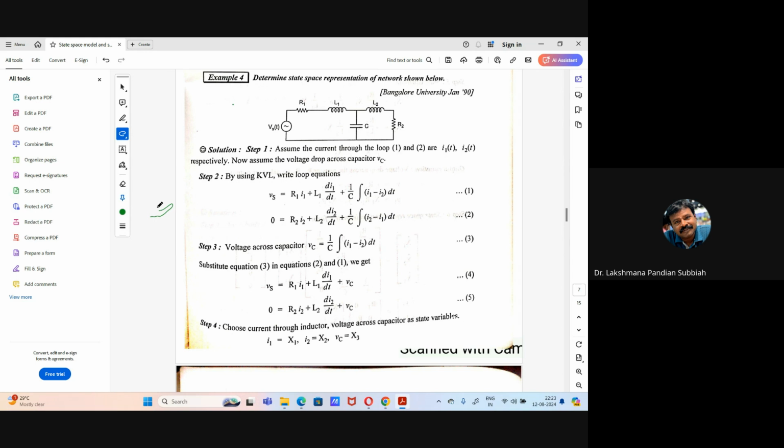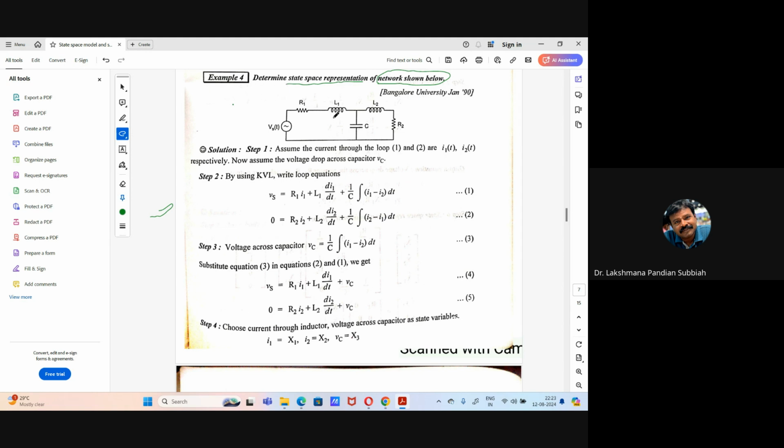Here we are having one more example: determine the state-based representation of the network shown below. They may ask a question about a network, and then you have to determine the state-based representation for the network. Now in that case, how do you do that?